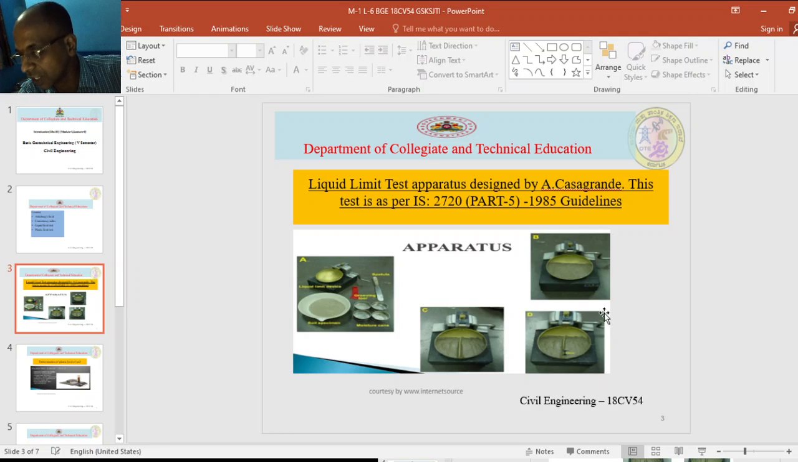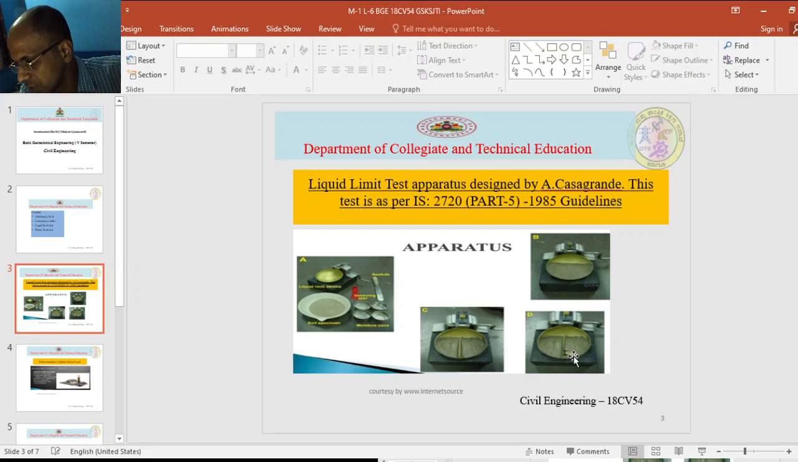Afterwards, rotate the handle at a rate of 2 revolutions per second. When you rotate it, the cup lifts and falls on the platform. By the bombardment effect, the soil moves closer and closer together, and each rotation is called one blow. Count how many blows are required to close the groove over a length of 1 centimeter. Record it and stop the test.